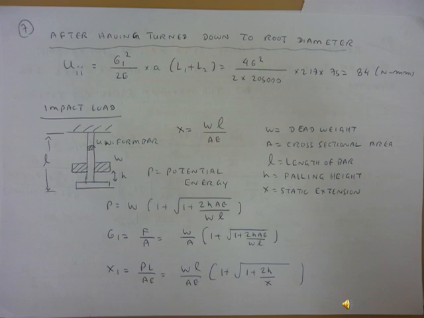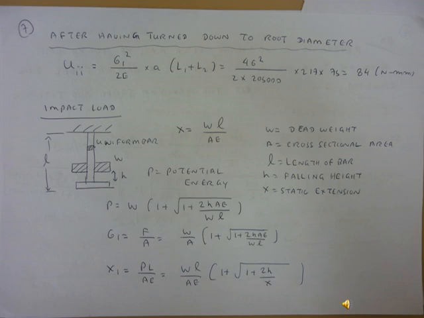In the diagram you can see the uniform bar. The bar has a length L, and the weight falls onto the bar from the height H. So the stress and the impact load need to be calculated. In this case, due to the weight, elongation can happen. The elongation X equals WL by AE. W is the dead weight, A is the cross-sectional area, L is the length of the bar, H is the falling height, X is the static extension, and P is the potential energy.